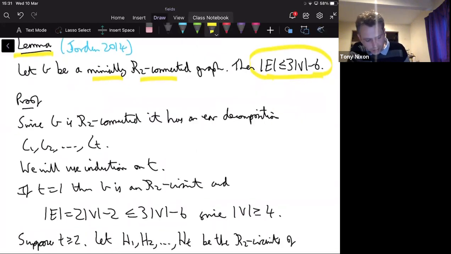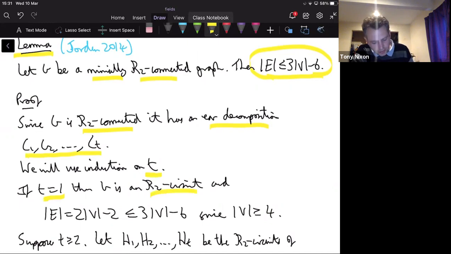We saw last time that every R2 connected graph has an ear decomposition. So let the ears of the decomposition be the circuits C1 up to CT. And we're going to do induction on the number of ears in the decomposition. If T equals 1, then there's only the one circuit.